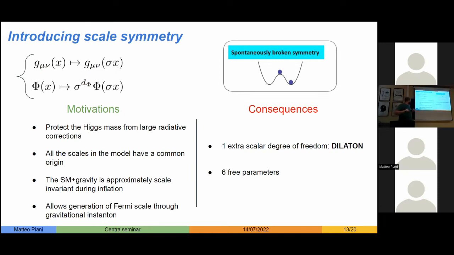And finally, what is maybe more interesting, when we put the Higgs mass to 0, we can enable a mechanism that can allow us to generate the Fermi scale through gravitational instantons. So this is really, I have gravity and I generate a Fermi scale with a purely gravitational phenomenon. And this has been studied years ago, but it is a very interesting mechanism.